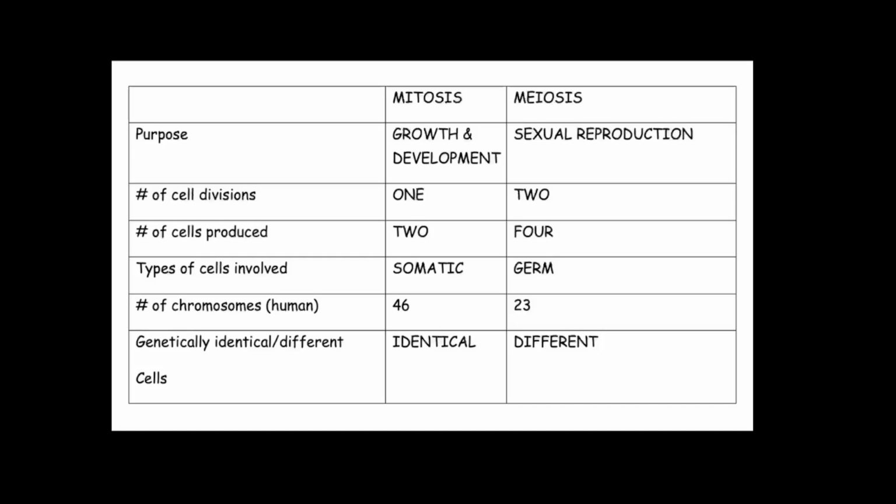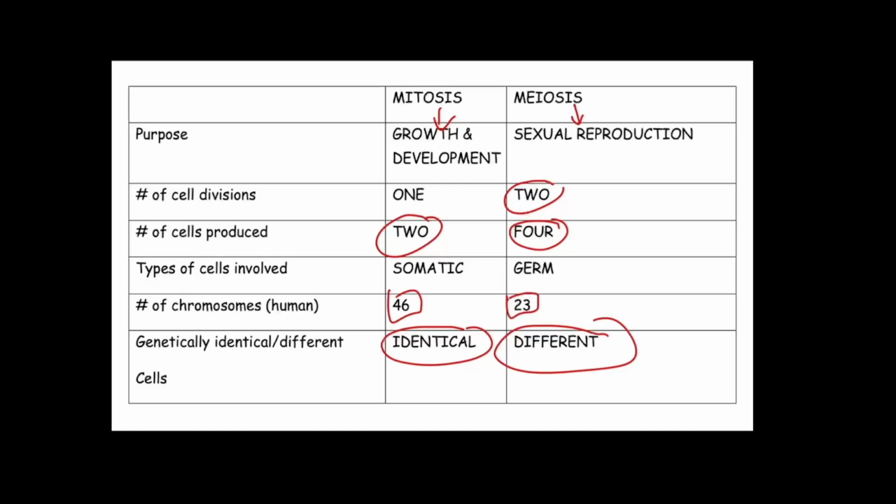So what is the actual purpose of these processes? Mitosis is going to be general growth and development. This will happen with our skin, our bone cells, brain cells. Meiosis's purpose is sexual reproduction. Mitosis goes through one round of division, producing two identical daughter cells. Meiosis goes through two rounds of division, producing 4 cells, and all the offspring are going to be genetically unique with half the number of chromosomes.